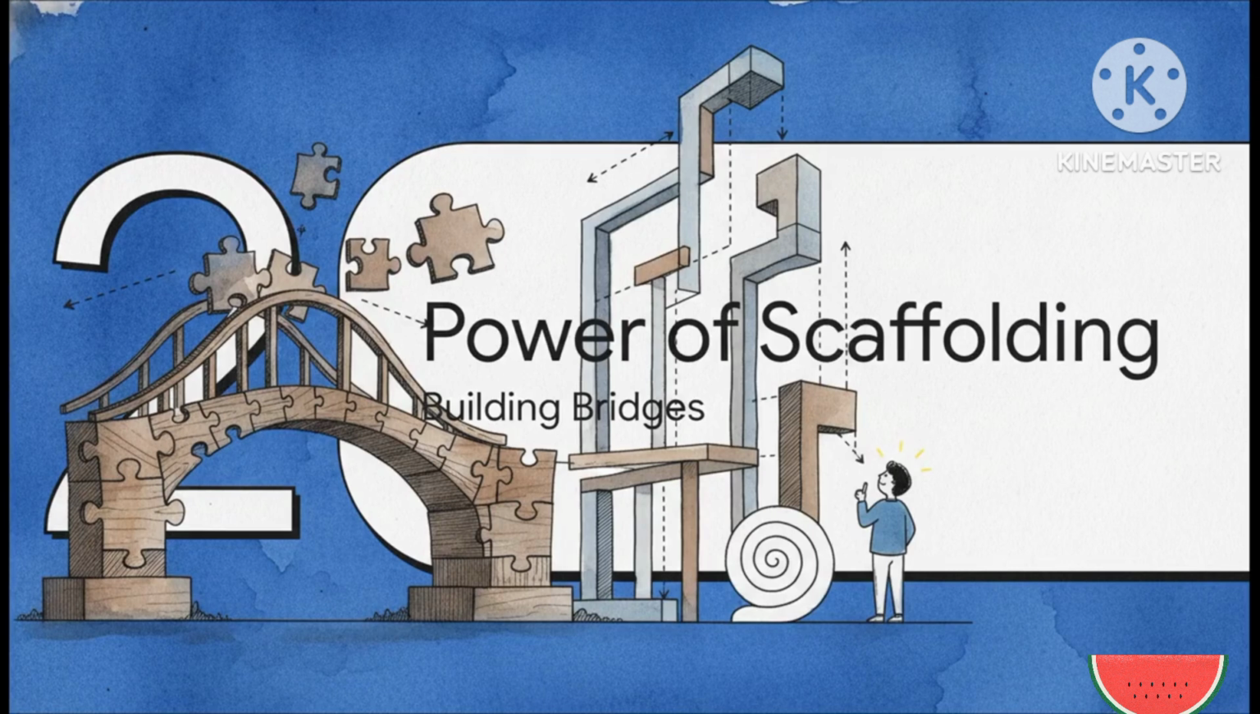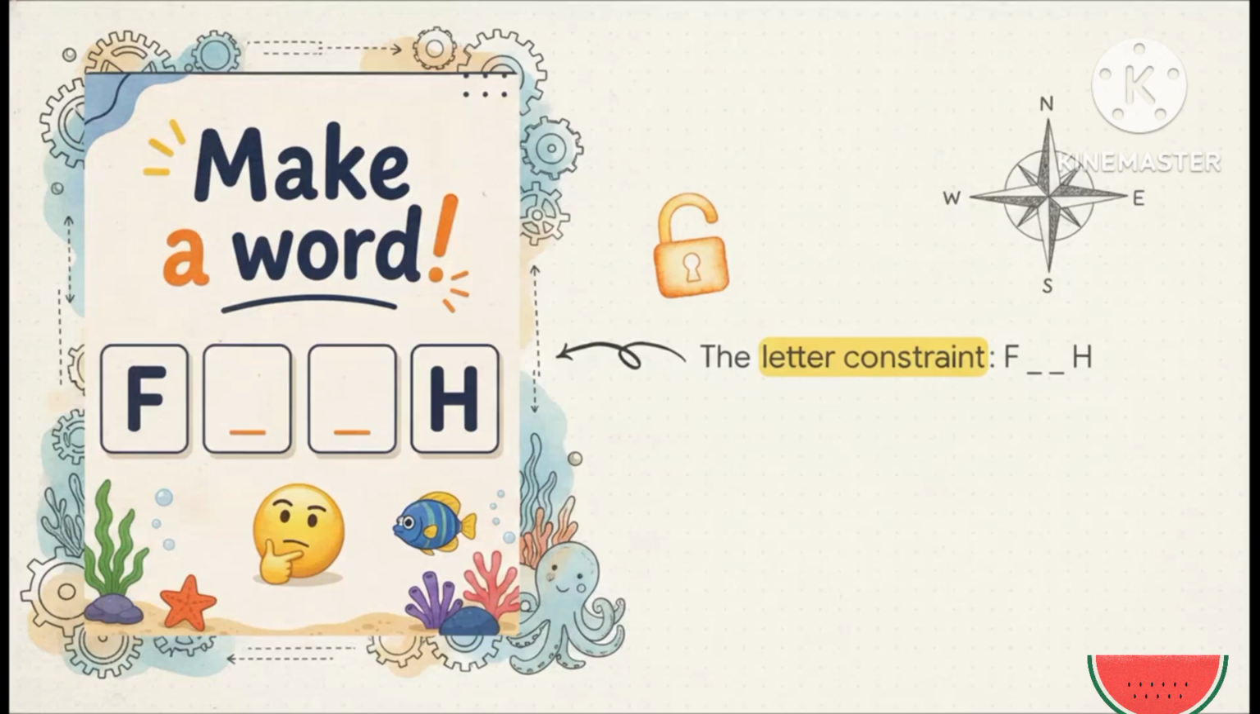Moving right along to Section 2, the power of scaffolding, building cognitive bridges. Now, what's really interesting about this slide is the specific choice of the letter layout provided to the user. We have four distinct square tiles. The first is an F, the last is an H, and the middle two are left blank with these inviting orange underscores. This is definitely not an arbitrary design choice. The creator could have given them just the F or, honestly, nothing at all. But this specific constraint, providing the outer boundaries of the word, is the absolute secret sauce of this puzzle's mechanics.